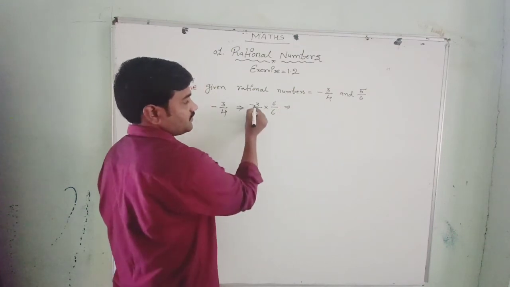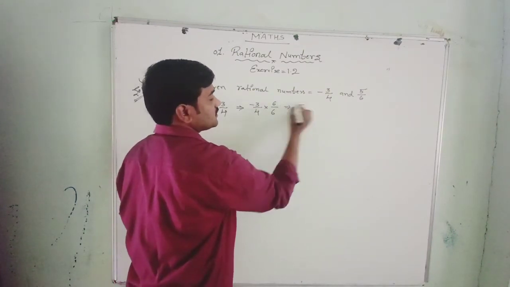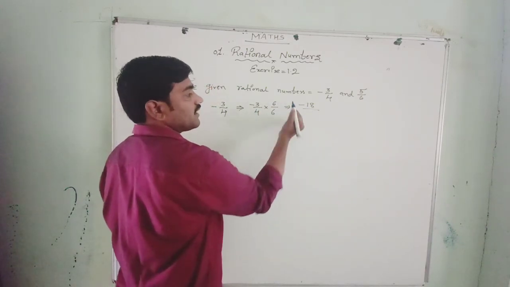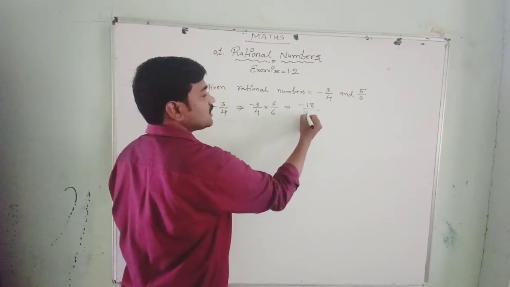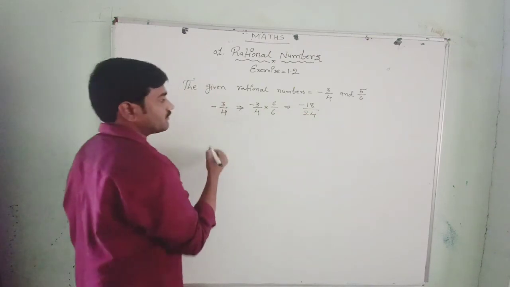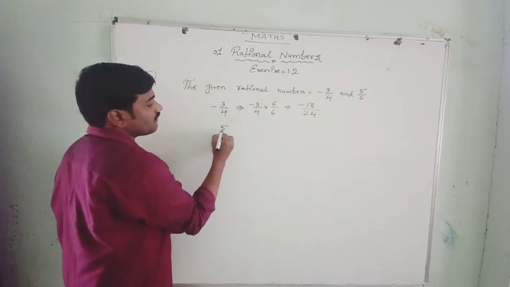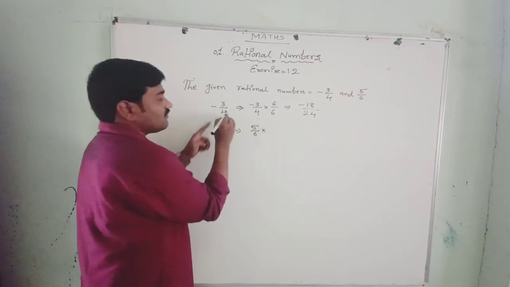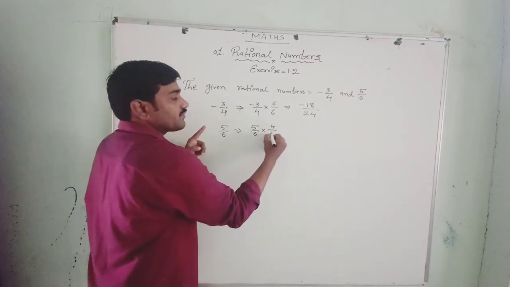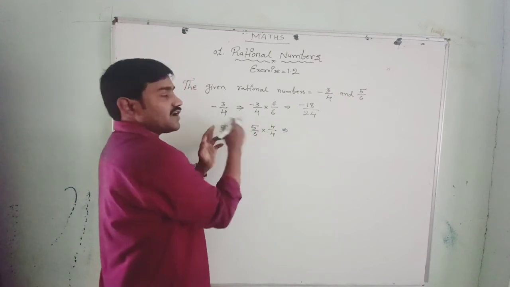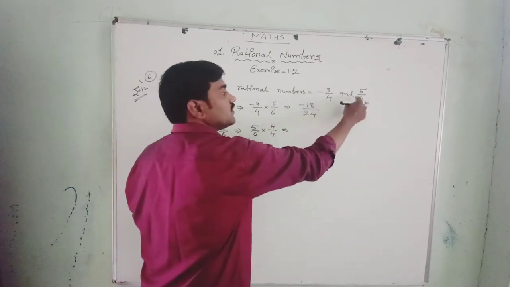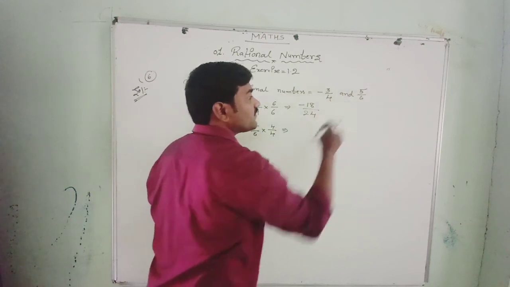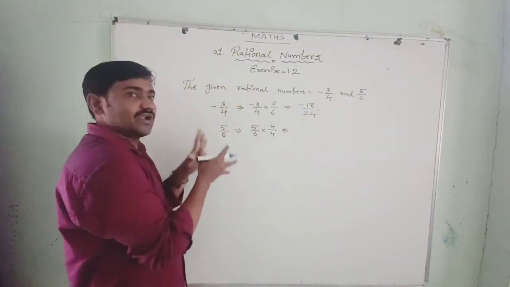Minus 3 into 6 is minus 18, 3 6s are 18, minus, and 4 6s are 24. Then we got the second one, 5 by 6 into the first denominator, 4 by 4. First you have to check in this way. This denominator you multiply to this fraction and the first denominator you multiply to the second fraction. In the previous question also we had done the same.